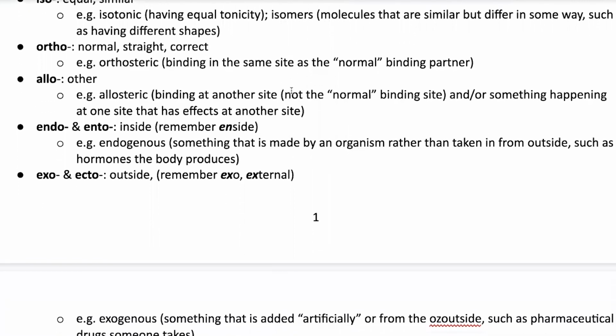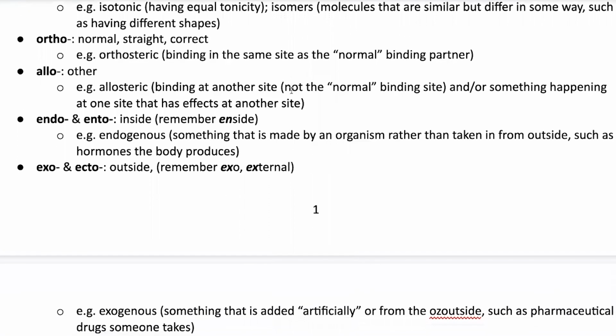Okay, ortho. This means normal, straight, or correct. So you might see the term orthosteric referring to when a molecule is binding in the same site as the normal binding partner binds. So an orthosteric inhibitor is going to be a competitive inhibitor that binds to the active site of an enzyme where the substrate normally binds. So that would be ortho.